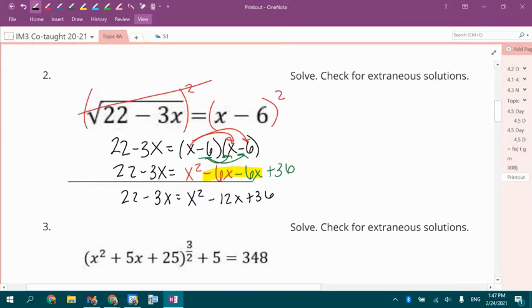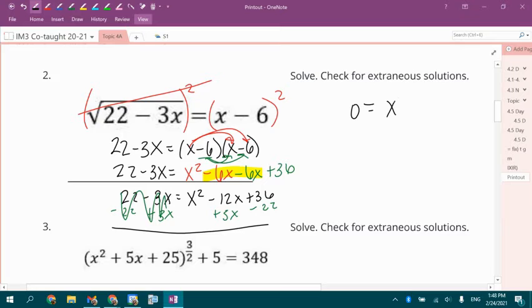Goal here, move everything to where the x squared is. So move everything to the right side. So I'm going to subtract the 22, and add the 3x. Add 3x. Because that's going to get nothing on the left side, which is what we want, so that we can factor. Okay?